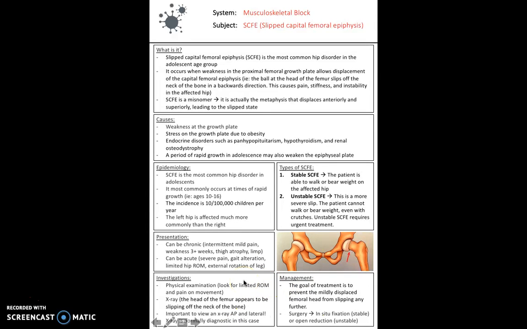The investigations in these patients, you'd want to do a physical examination, but X-ray tends to be diagnostic, and it's important to look at an X-ray from an AP and a lateral view in order to be able to see this. Sometimes on the AP view it's not always that obvious. So the management here, the goal of the treatment is to prevent the mildly displaced femoral head from slipping any further out of position, but surgery tends to be the mainstay of treatment, and in stable SCFE this is an in situ fixation, and in unstable SCFE this is an open reduction.